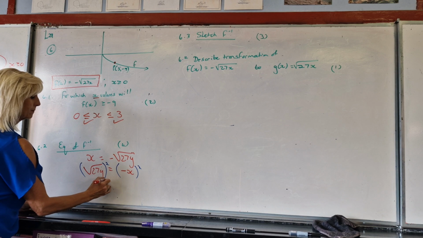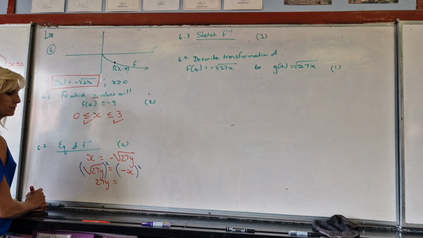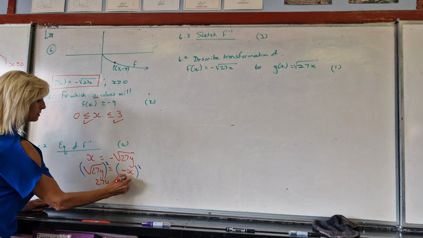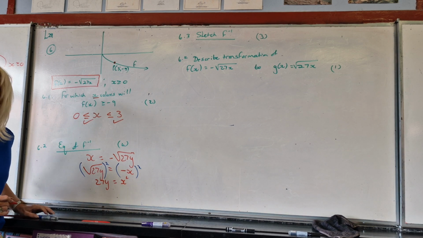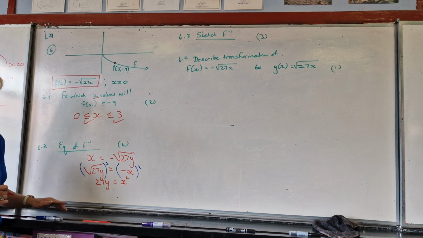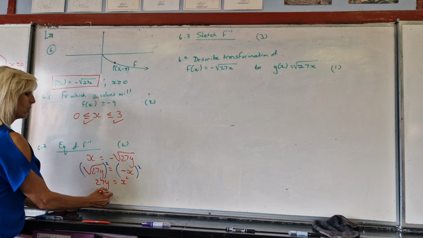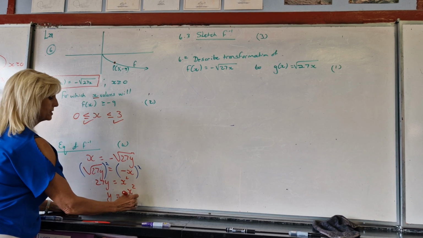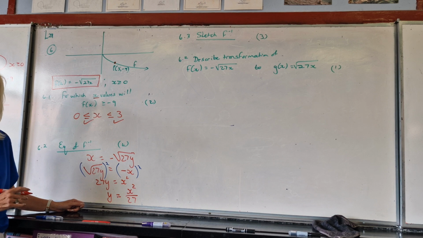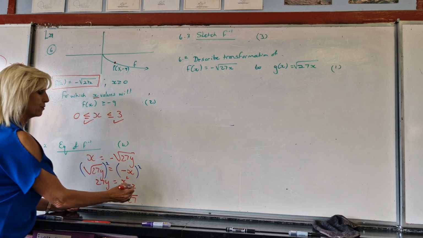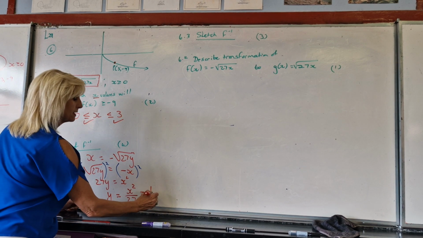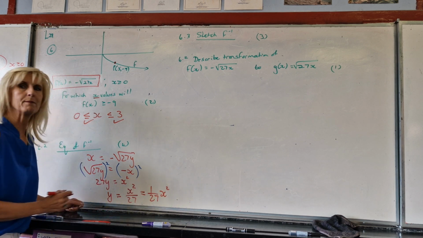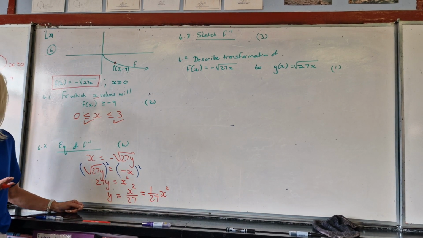27y is equal to x squared. Because remember this, the negative falls away because the negative squared is a positive. Now I only have to write y is equal to 1 over 27 x squared. Maybe it's better if you write 1 over 27 x squared, so you can better see the general solution or the general form of a parabola.